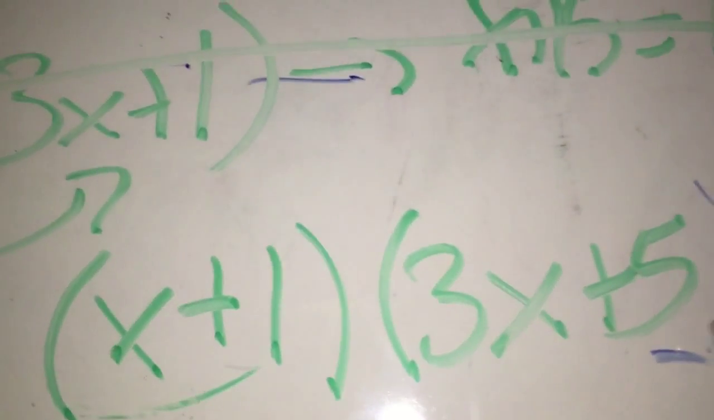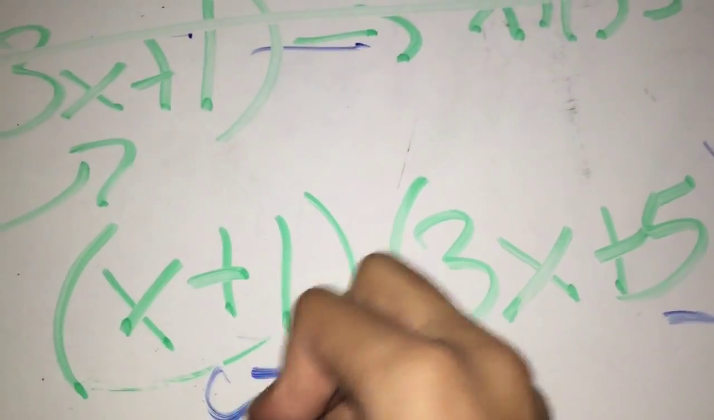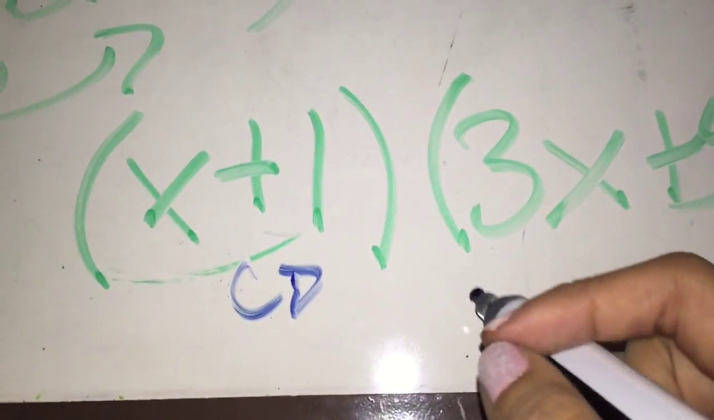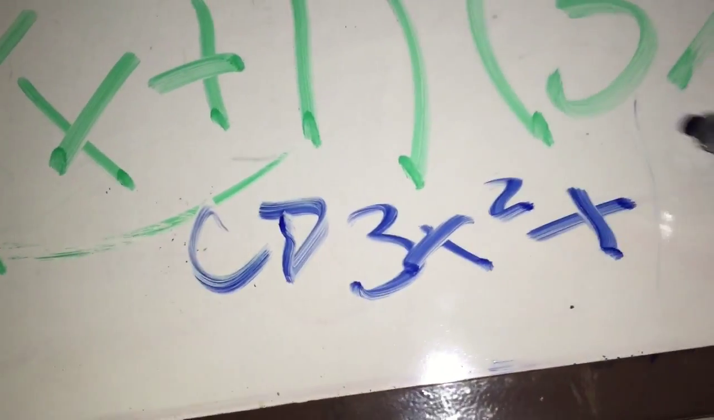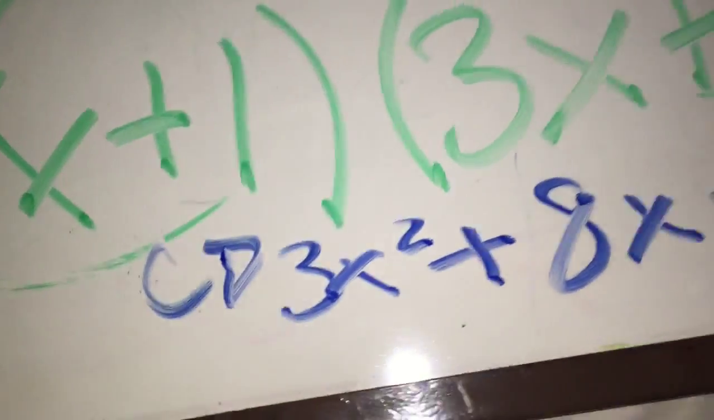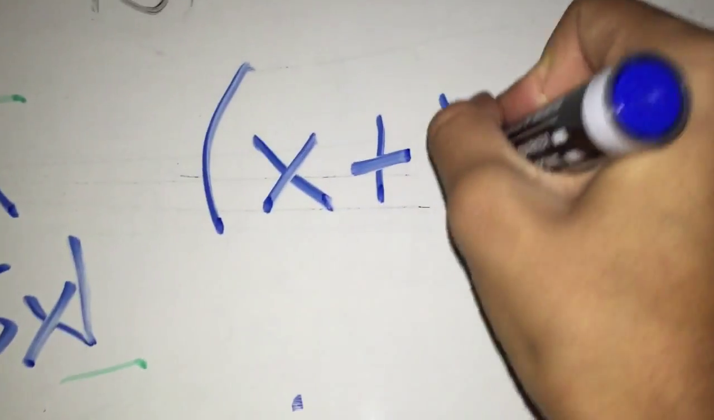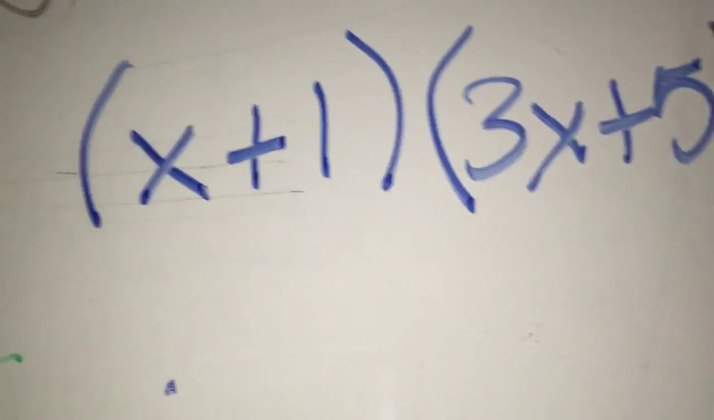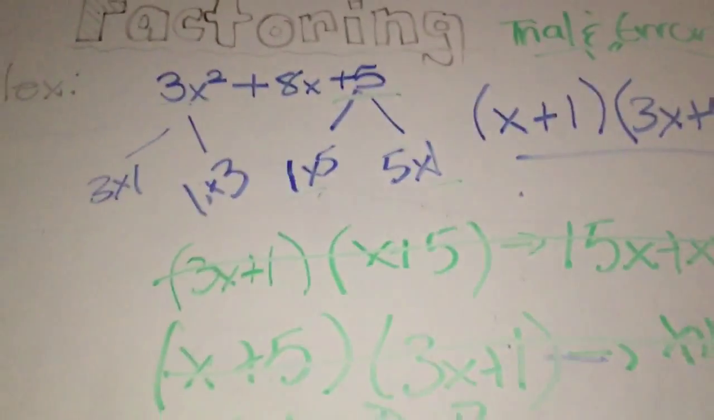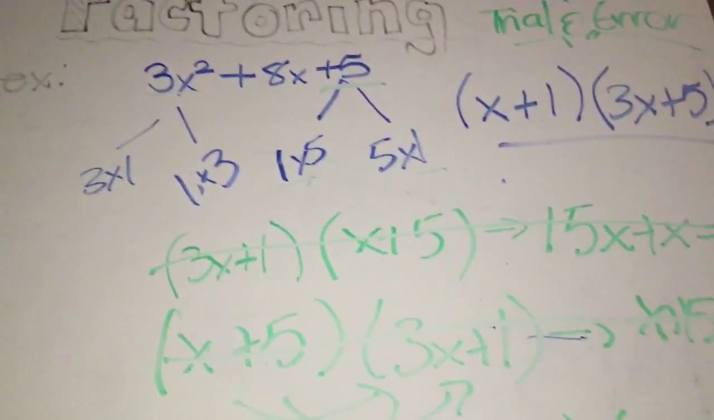So now when we do that, we get 3x squared plus 8x plus 5, which is the same as our original equation. So our answer is x plus 1, 3x plus 5. Trial and error does take some more time, but it's sometimes easier in some cases.